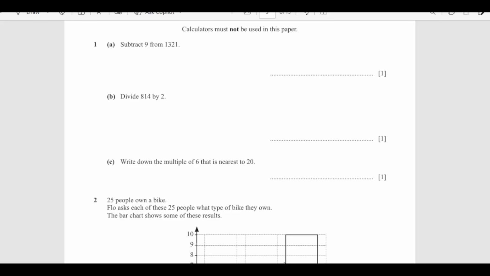Today we will be going through Cambridge IGCSE Feb March 2026 paper 1-2. This is a non-calculator paper, so you have to do all your calculations on your own, right?